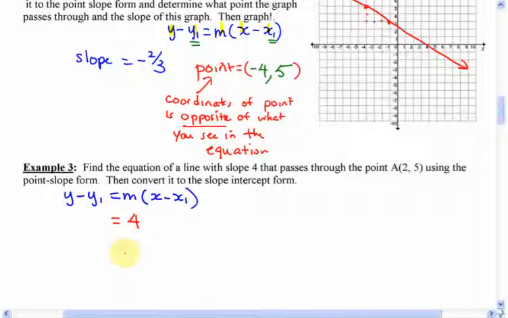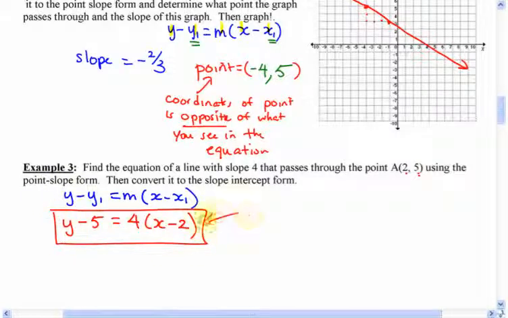Now, once again, here's the tricky part. Remember, this is positive 2, so the bracket becomes x, opposite, minus 2. This is positive 5 as a point, so the y value here becomes y minus 5. Remember, always opposite. If you remember opposite, it's good. So ladies and gentlemen, you're done. This is point-slope form. That's it. Yay!